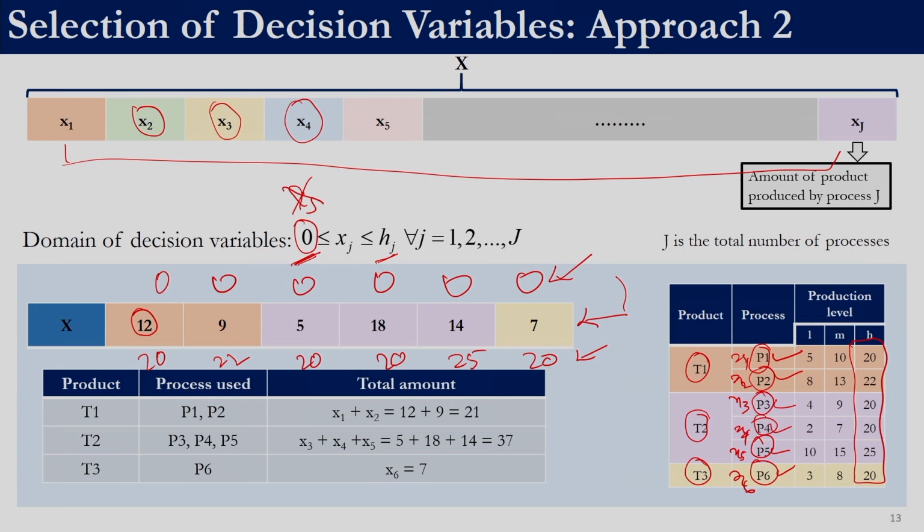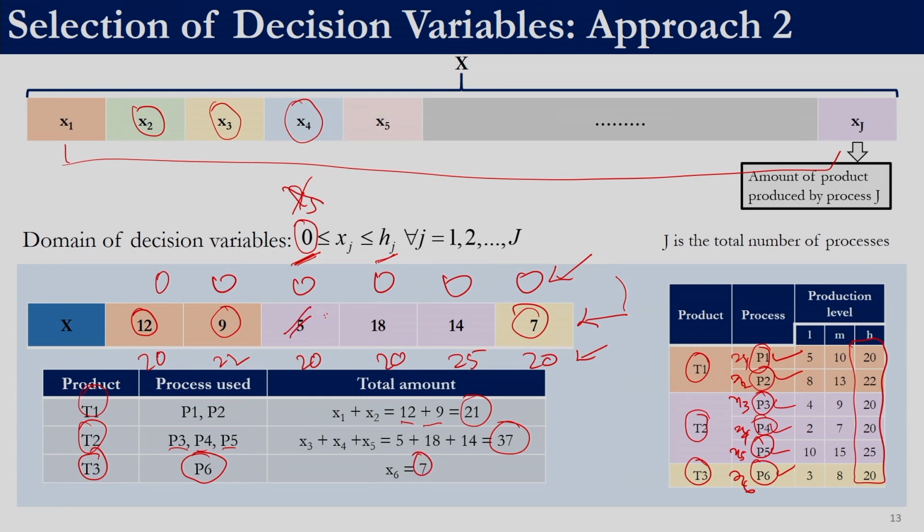Now let us see how much product we have produced for this. For example, T1 is produced by P1 and P2, so we can add this 12 and 9. That means we produce 21 units of T1. For T2 we need to add all that we obtain from process 3, process 4, process 5, which works out to be 37. For product 3 we use process 6, because this 7 is non-zero, and the total amount produced is 7.